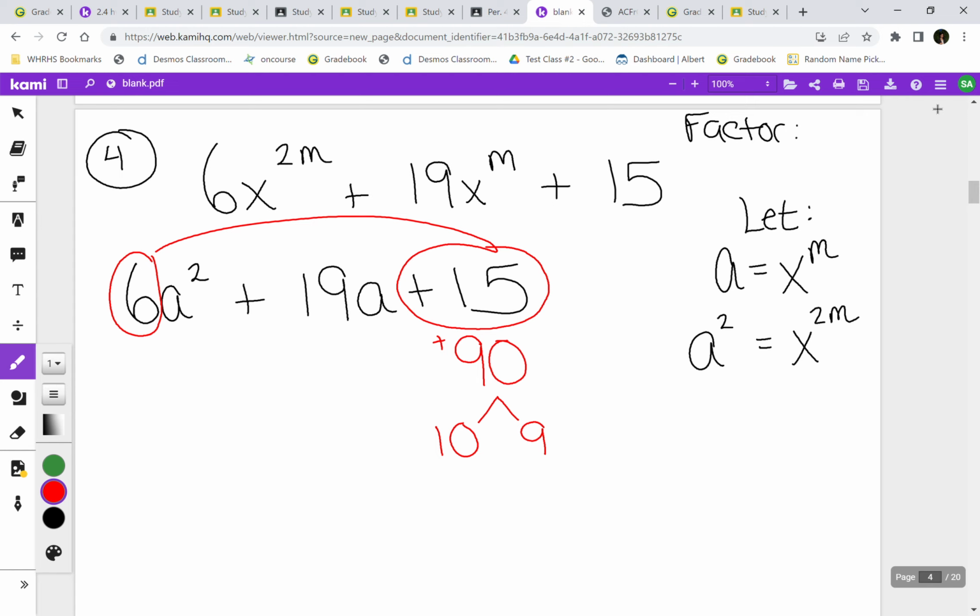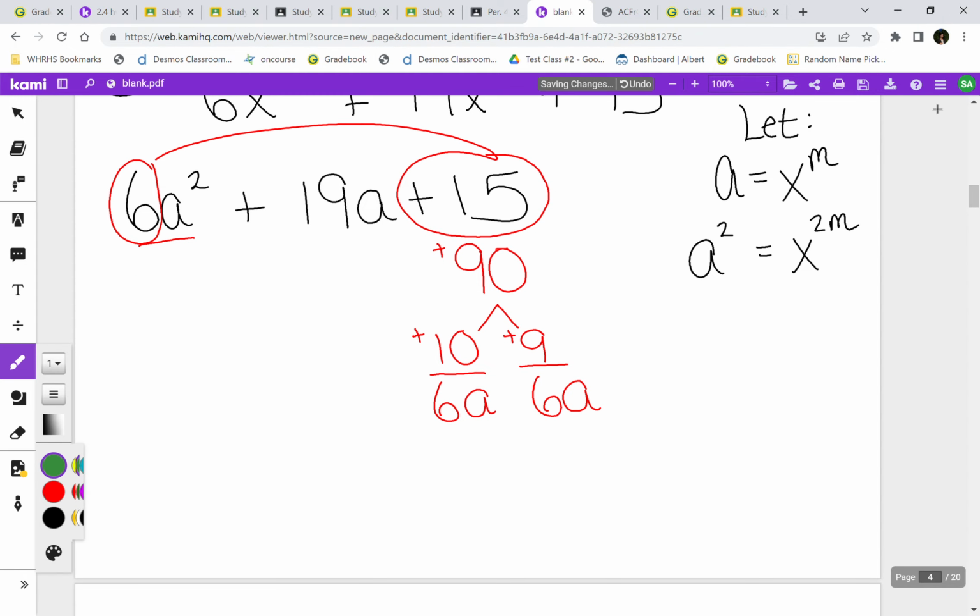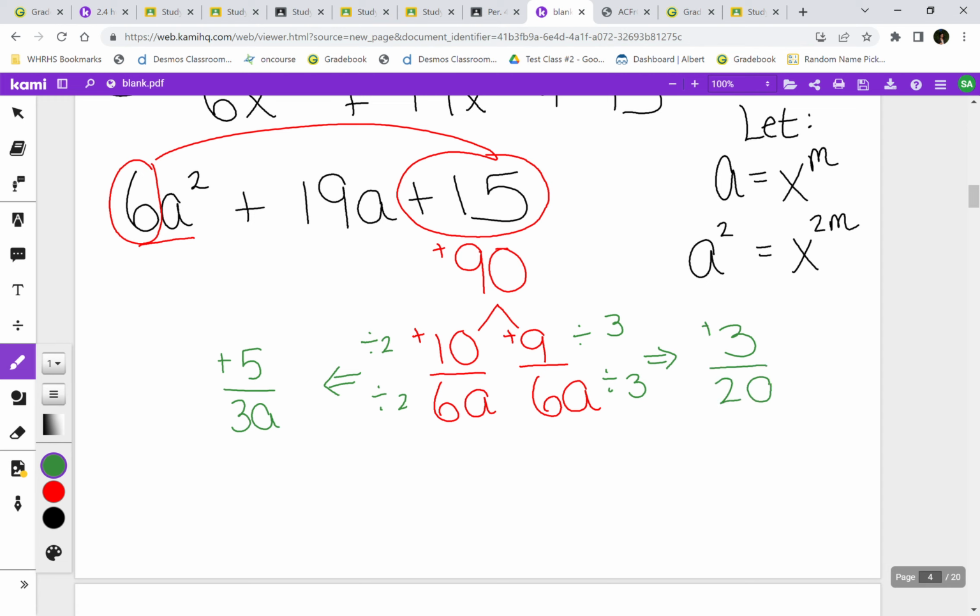Now we're positive 10 and a positive 9. We're going to divide by the leading coefficient and the variable. So we're going to divide by 6a. And then we simplify. The first fraction could be divided top and bottom by 2. So we end up with a positive 5 over a positive 3a. The second fraction, divide top and bottom by 3. We end up with a positive 3 over a positive 2a.